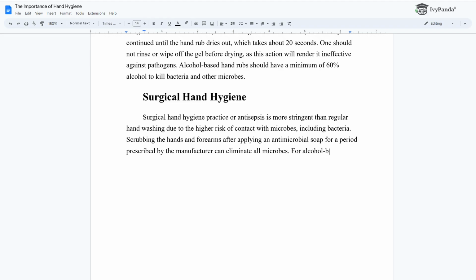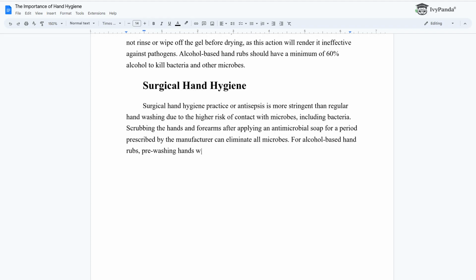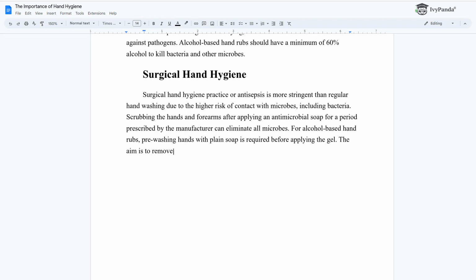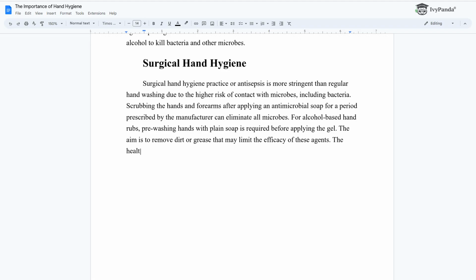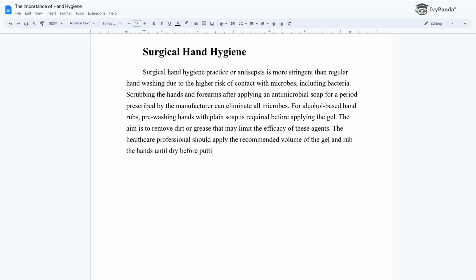For alcohol-based hand rubs, pre-washing hands with plain soap is required before applying the gel. The aim is to remove dirt or grease that may limit the efficacy of these agents. The healthcare professional should apply the recommended volume of the gel and rub the hands until dry before putting on gloves.